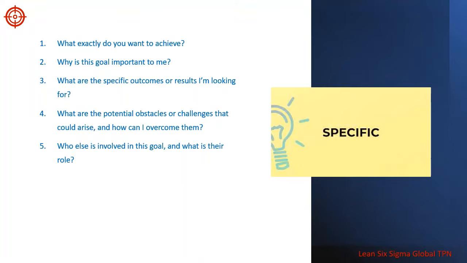Okay, so if you can answer these questions clearly and concisely, then your goal is likely specific. Specific goals are well defined, focused, and clear, leaving no room for ambiguity or confusion. They are not vague or general, and they avoid broad statements that can be interpreted in different ways. The more specific your goal is, the easier it will be to create a plan of action and measure your progress.